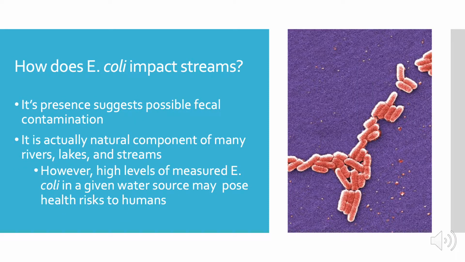How does E. coli impact streams? Its presence suggests a possible fecal contamination. This can be the result of dog parks, livestock runoff, or even a sewage leakage. Despite this, it is actually a very natural component of rivers, lakes, and streams. However, high levels of measured E. coli in a given water source may pose health risks to humans.